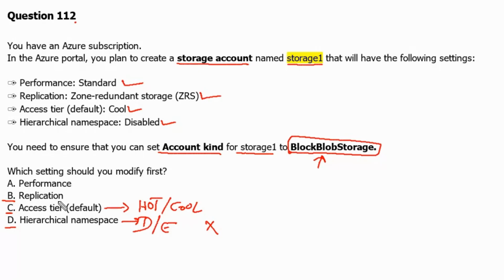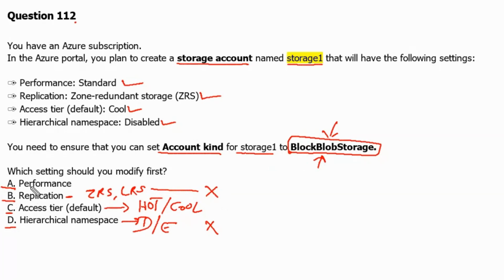Option B, replication. Replication currently selected is zone redundant storage, which is supported by blob storage, and another one is LRS, that is also supported by blob storage. Therefore, this choice which is selected is not going to impact our account kind selection. So this answer is no.